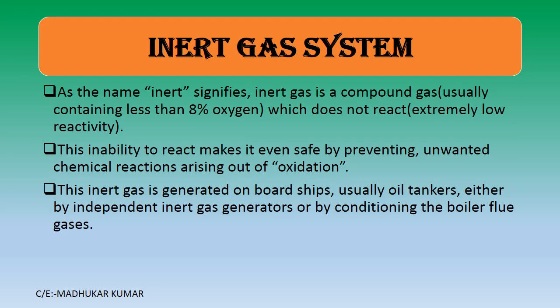So as the inertness signifies, we are keeping the oxygen percentage less than 8% inside the tank, and in this atmosphere it is not going to react. The reactivity also goes very low. Unwanted chemical reactions, that is your oxidation, are also not possible when the oxygen percentage is less than 8%, and this prevents the corrosion also inside the tank. That is also one of the main advantages. The inert gas is generated on board ships, usually in your oil tankers, either by an independent inert gas generator or by conditioning the boiler flue gases.